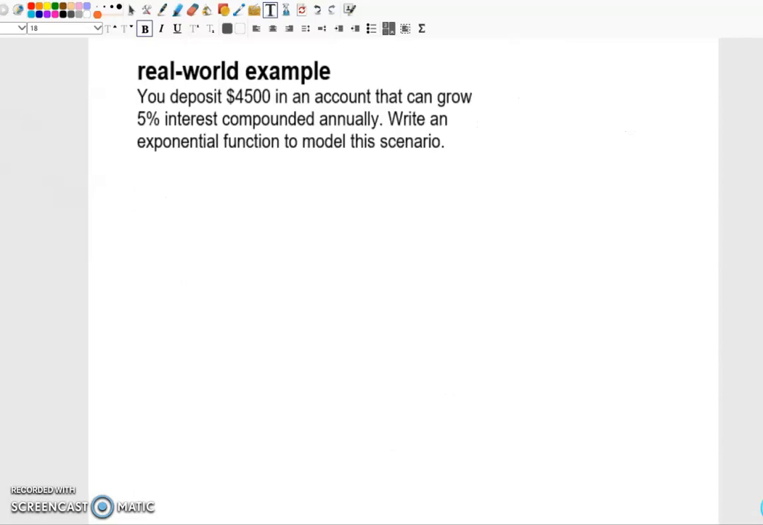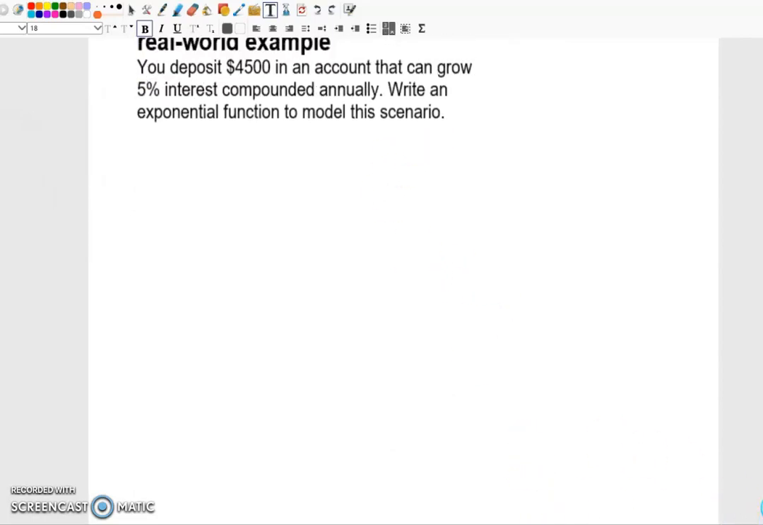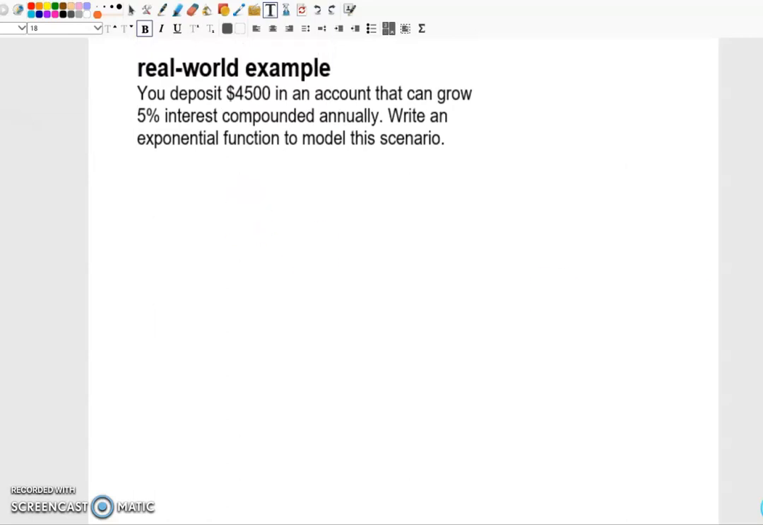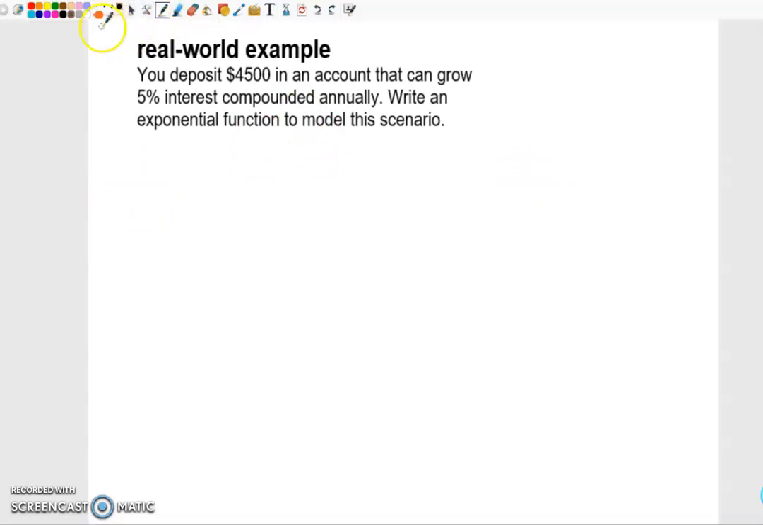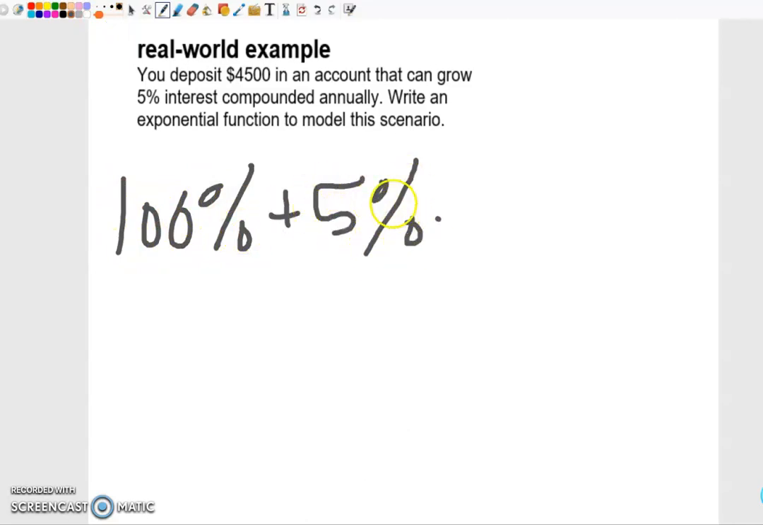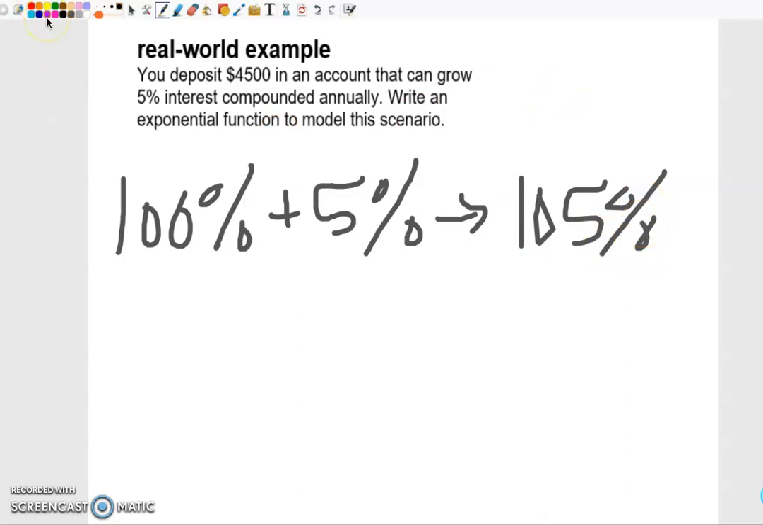Now we're going to look at a real world example. So this is in the top right corner of your Frayer model. It says you deposit $4,500 into an account that can grow 5% compounded annually. Write an exponential function to represent the scenario. So what you're looking at is 100% plus 5% because you need to find your growth factor. So this is 105%. And to convert that to a decimal value, you would divide by 100, or you just move the decimal twice, so it will be 1.05 as your growth factor.